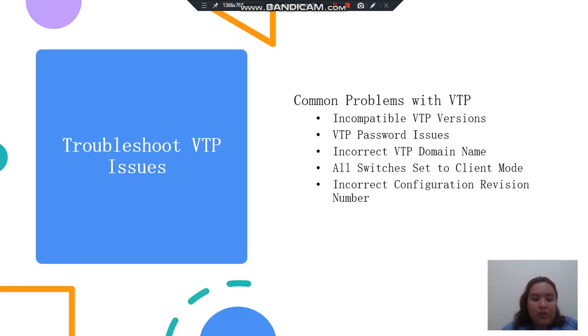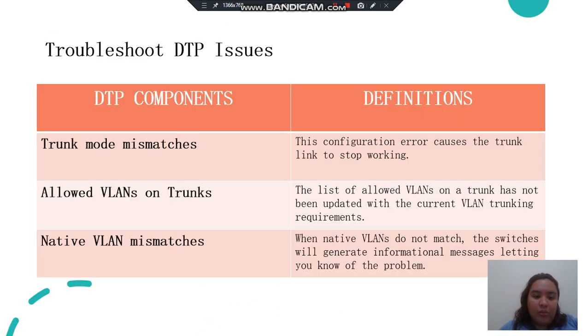So to troubleshoot VTP issues, the common problems with VTP are incompatible VTP versions, VTP password issues, incorrect VTP domain name, all switches set to client mode, and incorrect configuration revision number.